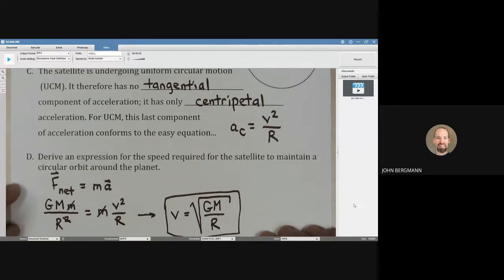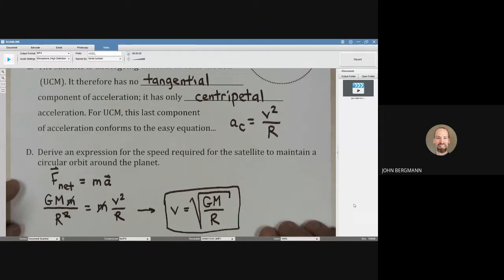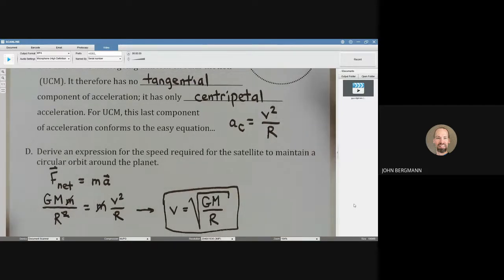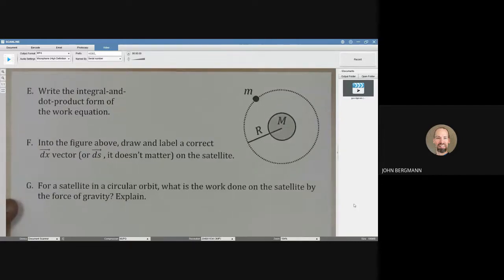Notice that this speed does not depend on the mass of the satellite. It depends only on the mass of the planet, how far away the satellite is from the center of the planet, and of course, the universal gravitational constant. Let's continue by writing the integral and dot product form of the work equation.